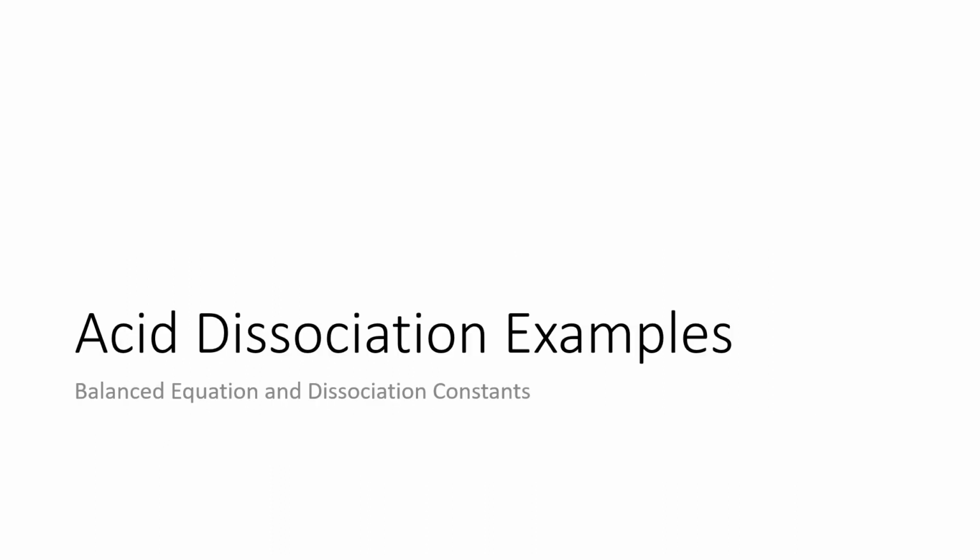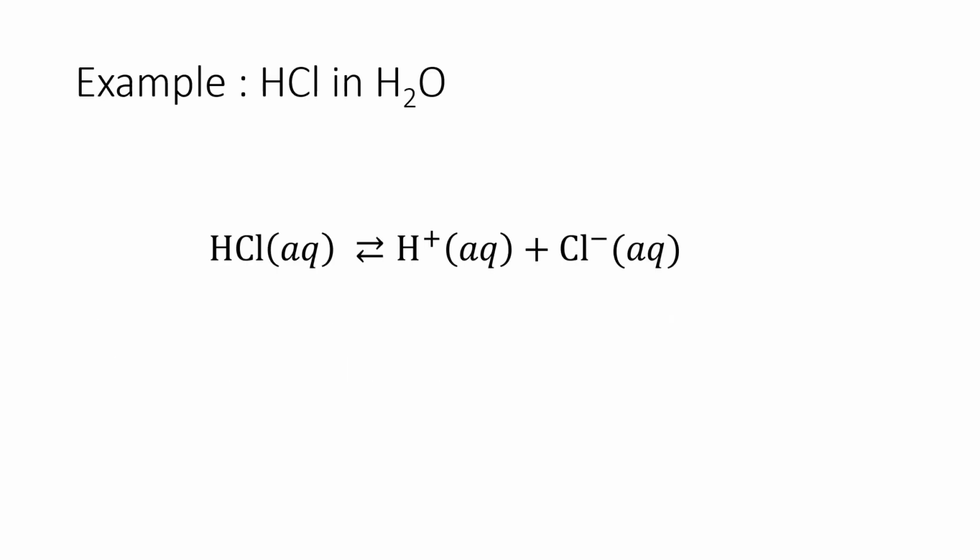Let's look at some specific acid dissociation examples. We'll start with a simple example of hydrochloric acid, HCl dissociating in water. First, it is not necessary, but we'll show the water above the equilibrium symbol in this example. We won't show water moving forward since we'll assume the acids are dissolved in water.